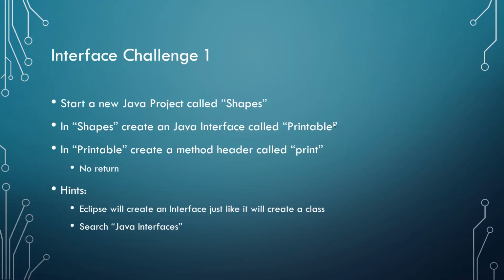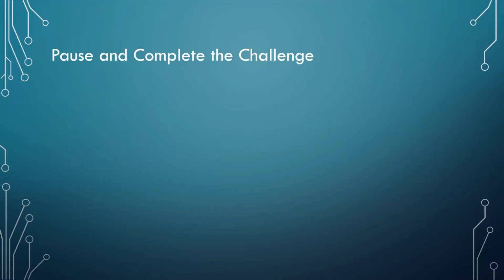So, interface challenge 1. Start a new Java project called Shapes. In Shapes, create a Java interface called Printable. In Printable, create a method header called print with no return and no parameter. Eclipse will create an interface just like it will create a class. And then search for Java interfaces via Google to find out any other information that you need. At this point, you can pause the video and complete the challenge. You'll see my solution on the other side.